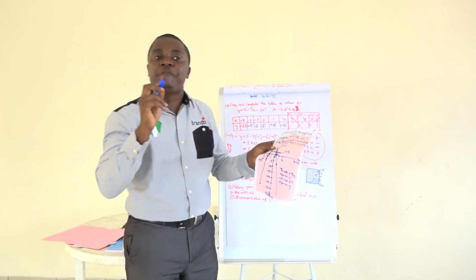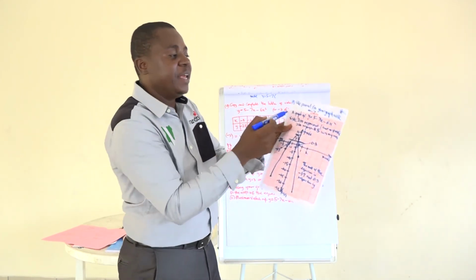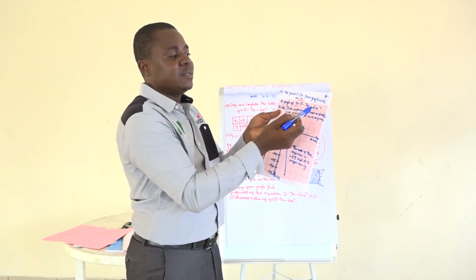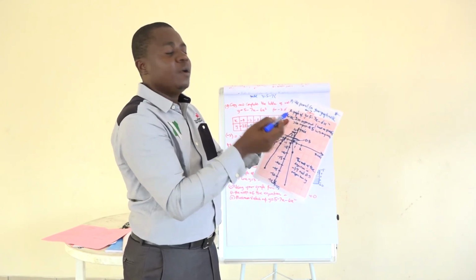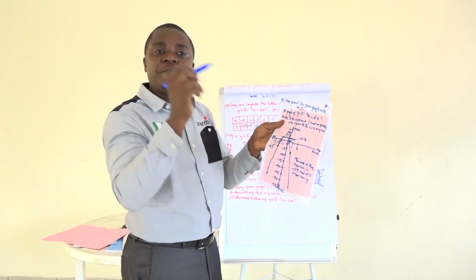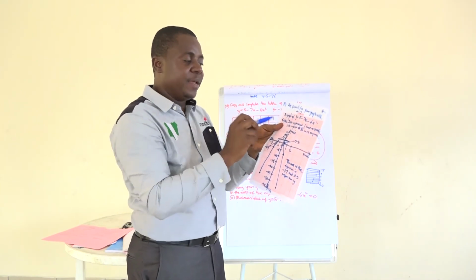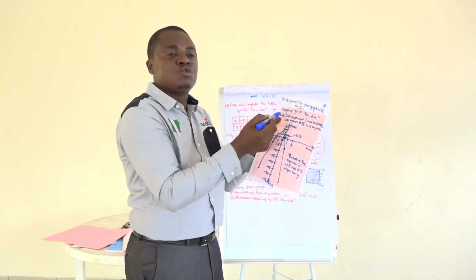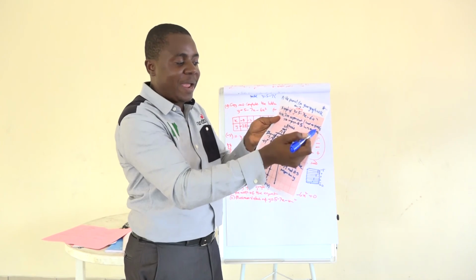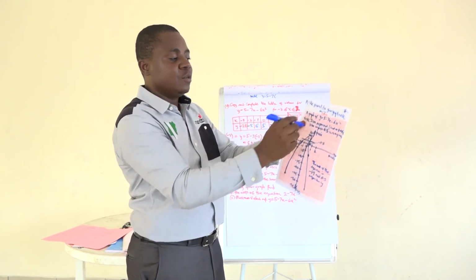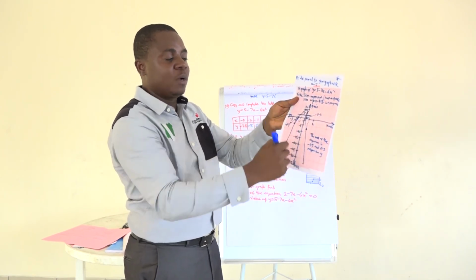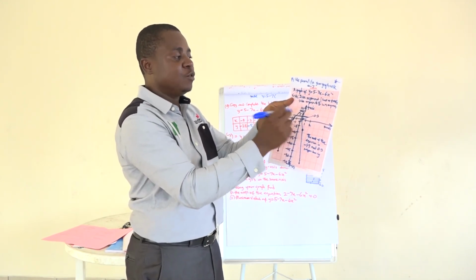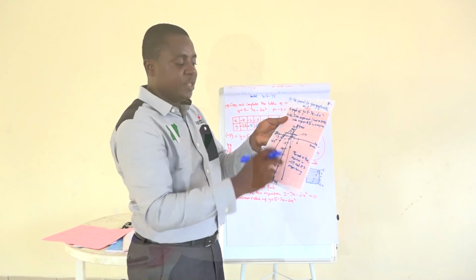Remember, every graph must have a title. The title of this graph is a graph of y equals 5 minus 7x minus 6x squared. Secondly, every graph must have a scale. The scale here is 2 centimeters represents 1 unit on the x-axis and 2 centimeters represents 5 units on the y-axis. This is very important. You draw your coordinates, the x and the y-axis, and you assign the values. Remember how to do this.